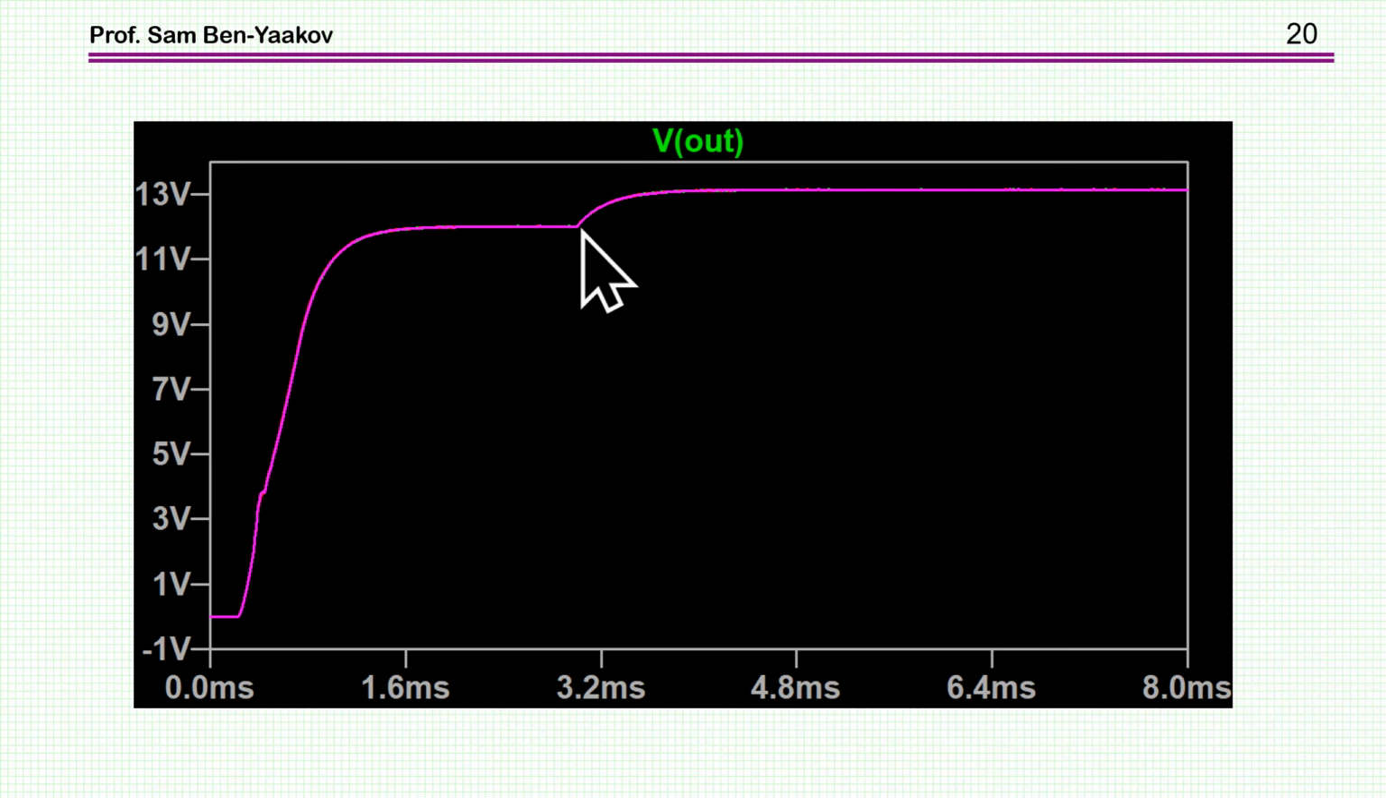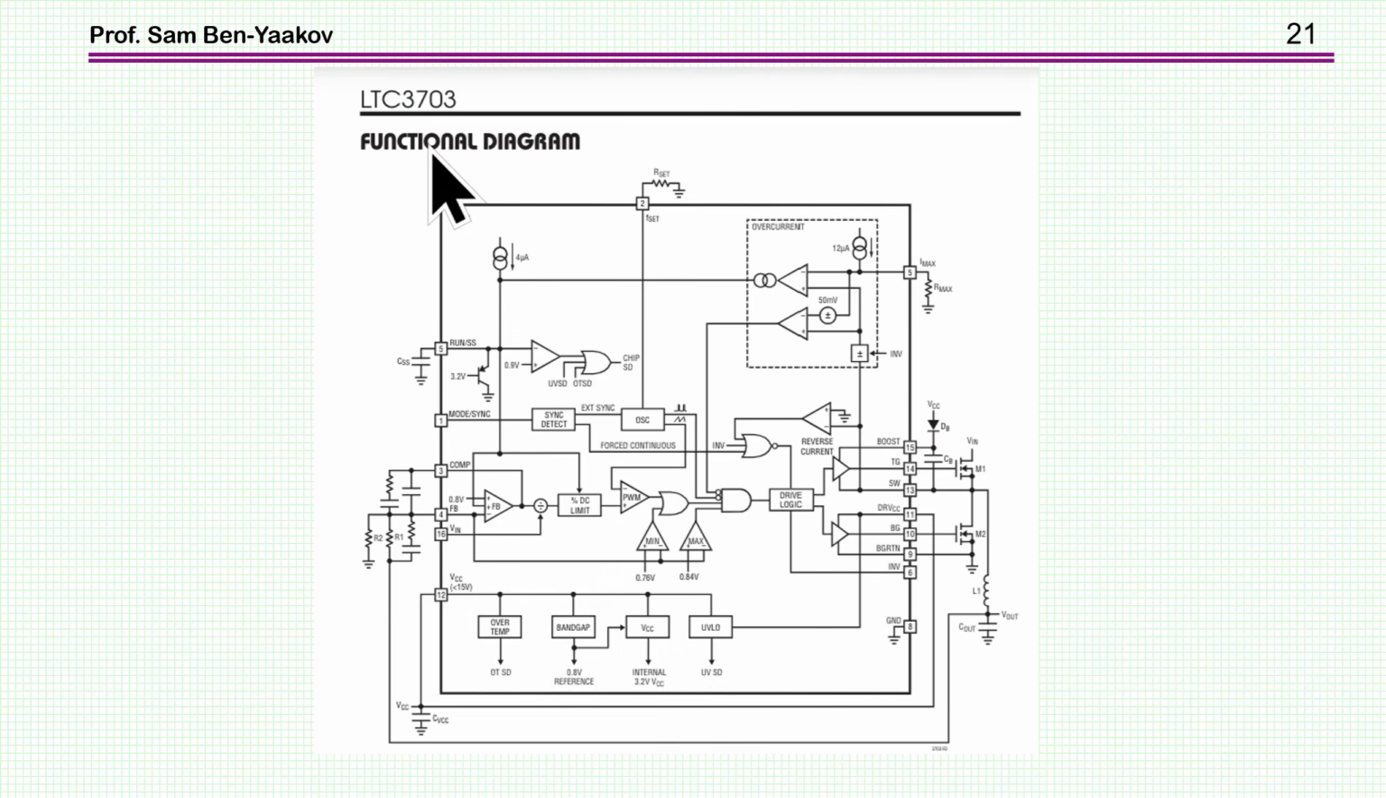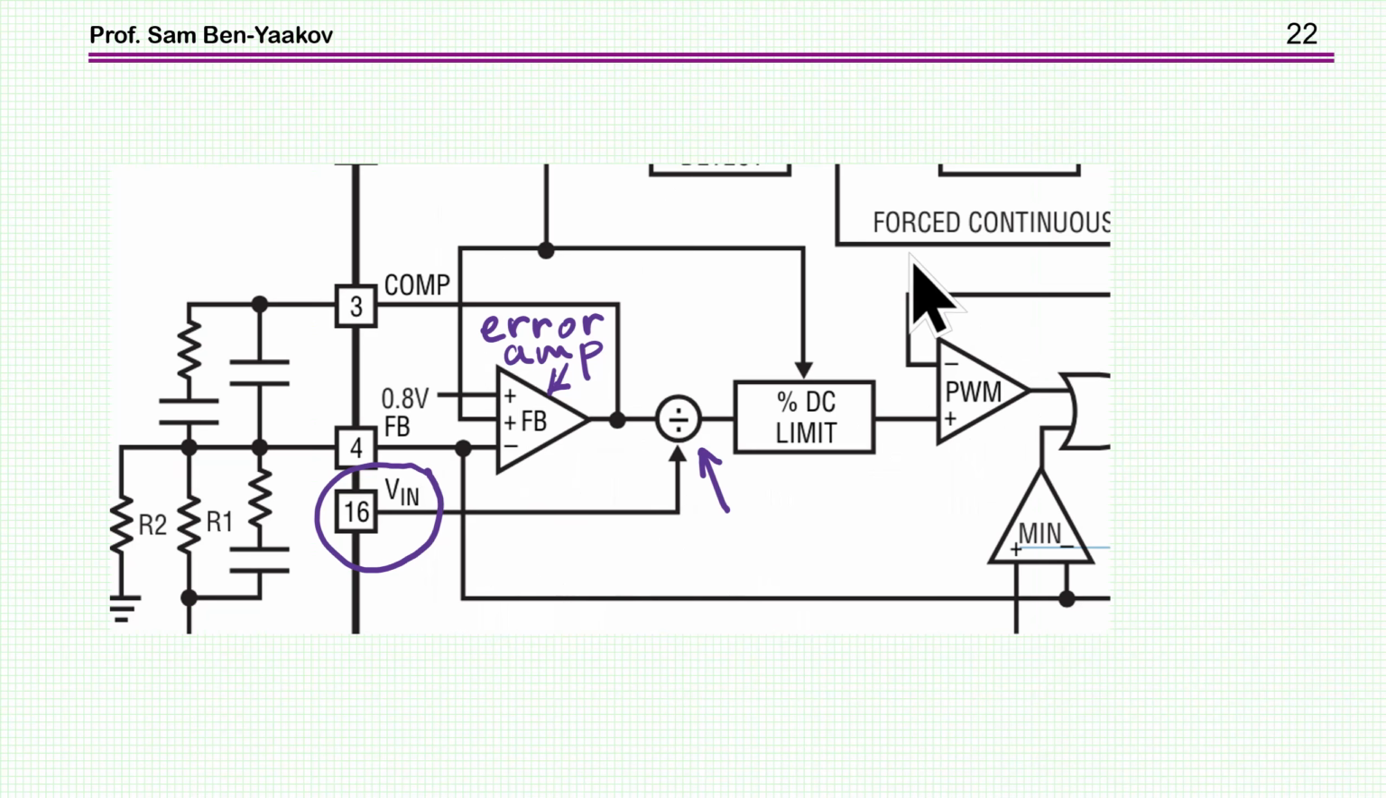Well, there is a very good reason for that. This particular controller has a feed-forward arrangement. Here is a zoom of the relevant part. We have here the error amplifier. This is the output of the error amplifier. And here we have a divider. And the input here is the input voltage, the supply voltage. So there is a feed forward of the input, having a divider.